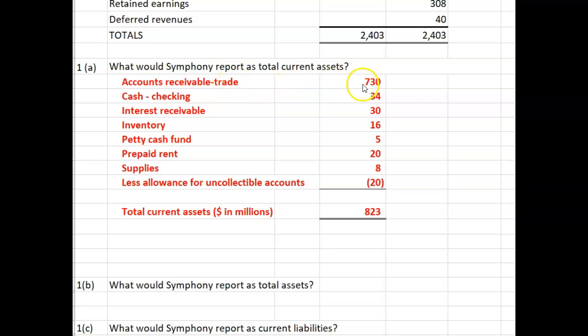Accounts receivable trade, $730 million, and I'm going to stop mentioning the $1 million. Cash in checking, 34. Interest receivable, 30. Inventory, 16. Petty cash fund, 5. Prepaid rent, 20. Supplies, 8. And less the allowance for uncollectible accounts that is associated with the accounts receivable trade, $20 million. So don't forget that some assets do have a credit balance.